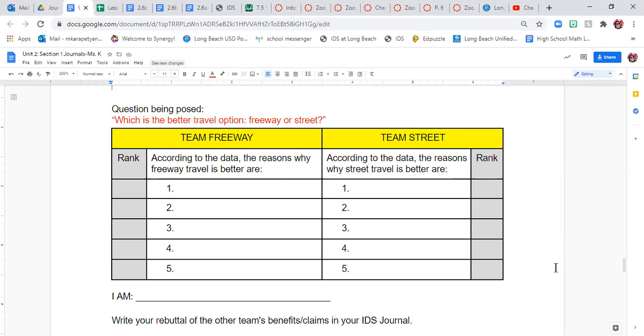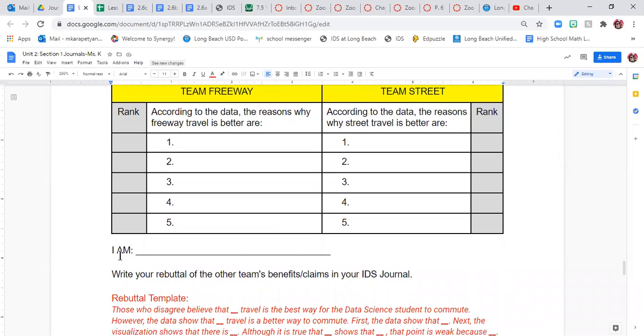I know that was a lot, okay? So recap, you have team freeway, you have team street. You're gonna give me 3 benefits of the freeway, you're gonna give me 3 benefits of the street, it doesn't matter which team you're on. You're gonna rank the benefits from strongest to weakest. And then you're gonna tell me what team you wanna be on. All based on the data, absolutely, okay? So I'm gonna give you guys 5 minutes.